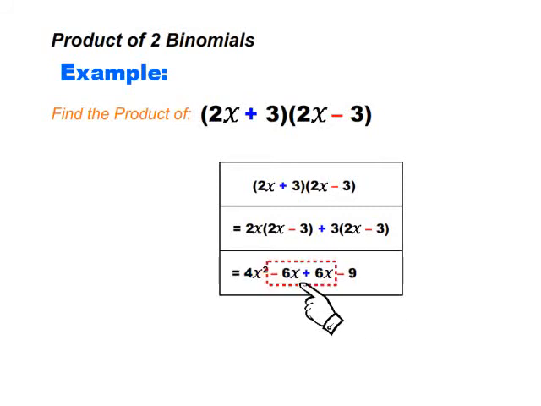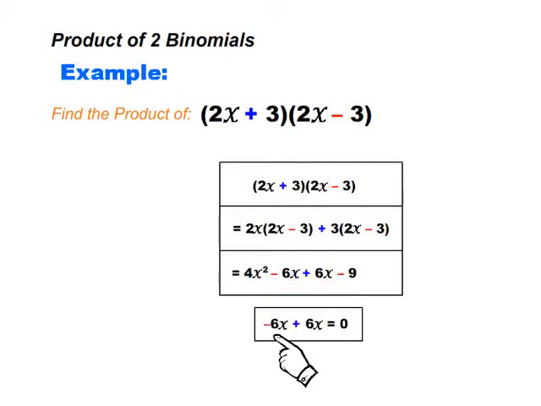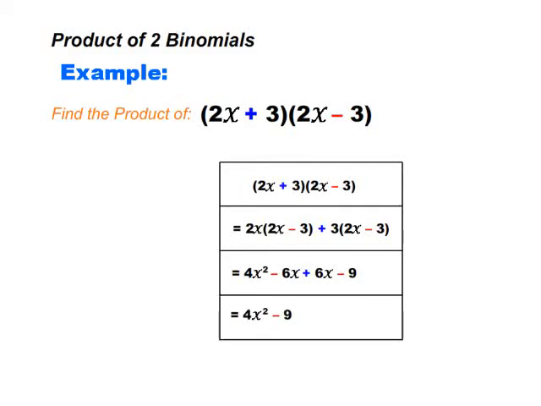Look at the two middle terms, which are negative 6x and 6x. Negative 6x plus 6x is equal to 0. So we are left with 4x squared minus 9. So we can say (2x plus 3) multiplied by (2x minus 3) will give us 4x squared subtract 9.